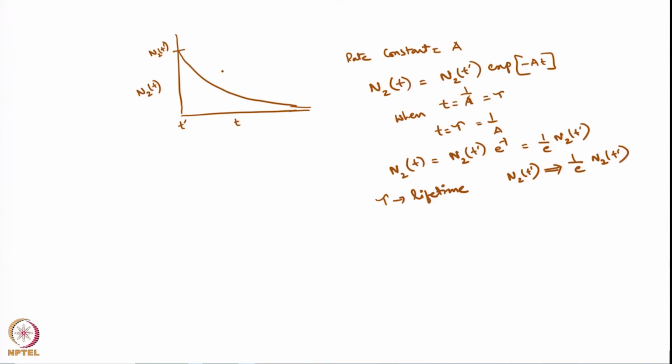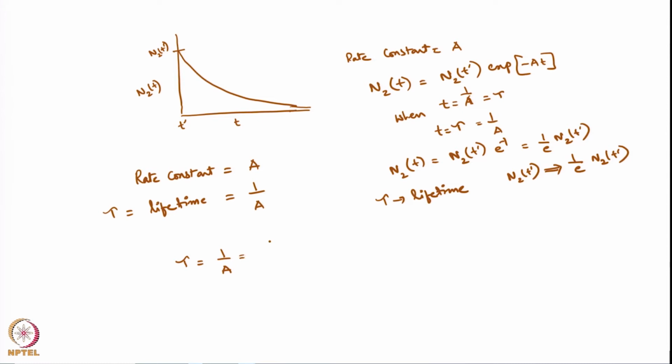Okay. And the rate constant, in this case, is equal to A, therefore lifetime will be equal to 1 over A. So it is also called radiative lifetime, tau, which now equals 1 by A.